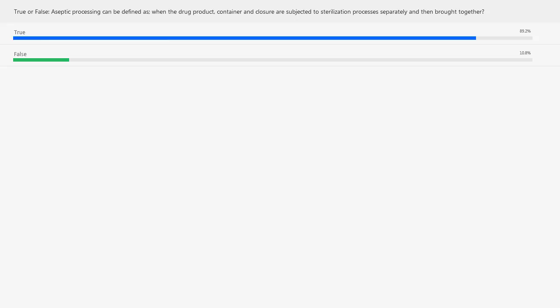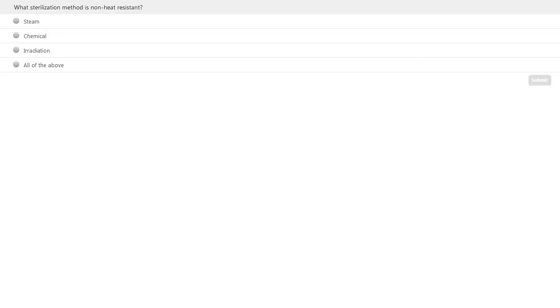Okay, let's get to the next question. Which of these sterilization methods are not heat resistant? What sterilization method is non-heat resistant? The choices are steam, chemical, irradiation, or all of the above. Again, we'll just leave this up for a few seconds. If you in the audience could go ahead and answer the question, what sterilization method is non-heat resistant?